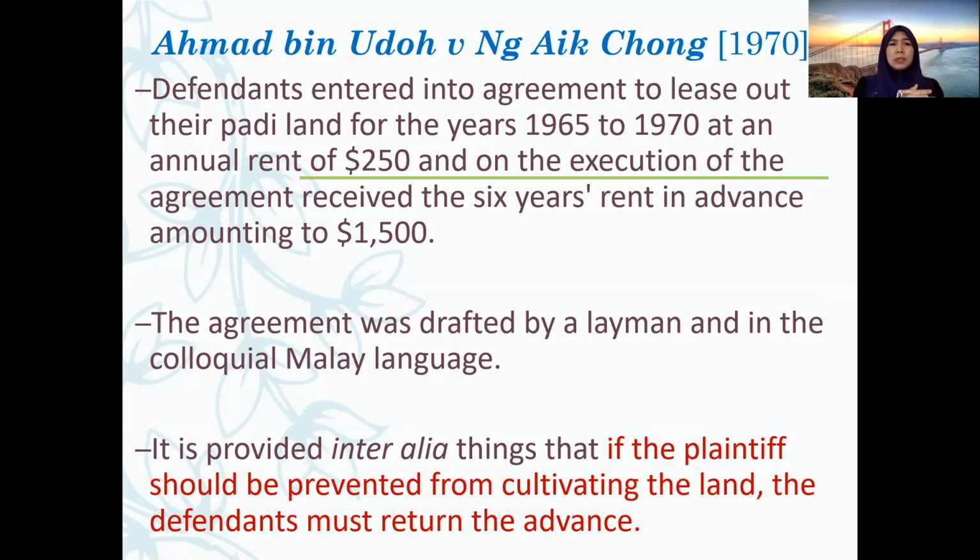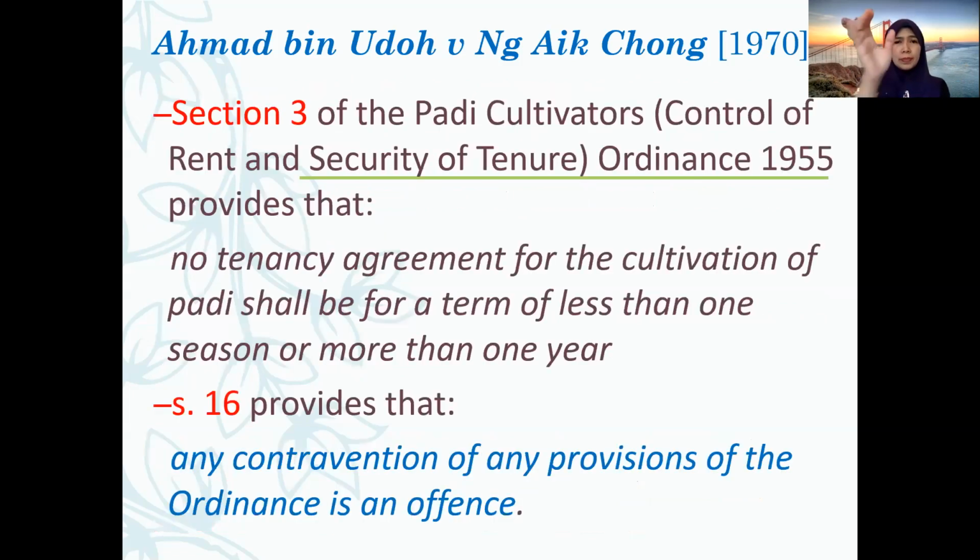And then in the agreement, it is provided that if the plaintiff should be prevented from cultivating the land, then the defendants must return the advance, because the rent was paid in advance for the whole duration. And we have section 3 of the Paddy Cultivators (Control of Rent and Security of Tenure) Ordinance 1955. It provides that no tenancy agreement for the cultivation of paddy shall be for a term of less than 1 season or more than 1 year. So the minimum is 1 season and it cannot exceed a year. Remember the duration is from 1965 to 1970, which is more than a year. So the agreement contravenes section 3. And furthermore, Section 16 provides that any contravention of any provisions of the ordinance is an offense. So the relevant parts of the ordinance here are Section 3 and Section 16.